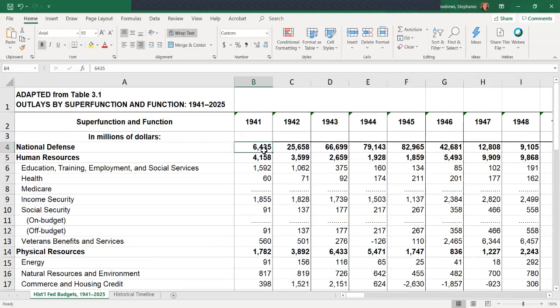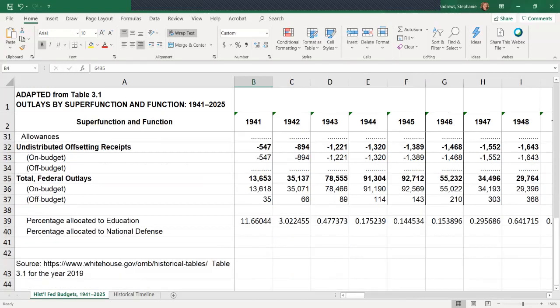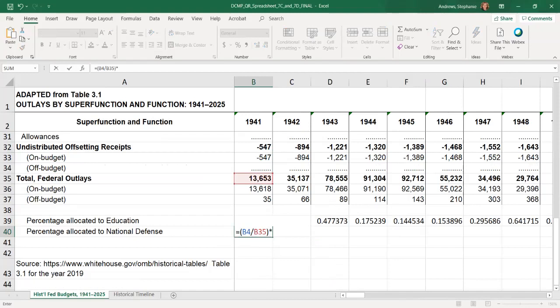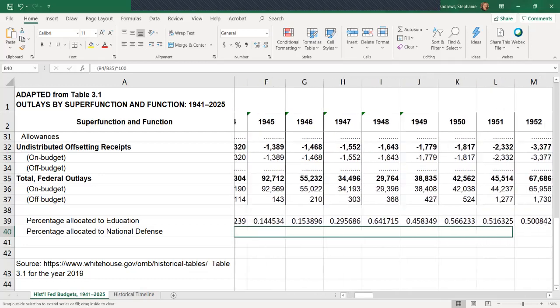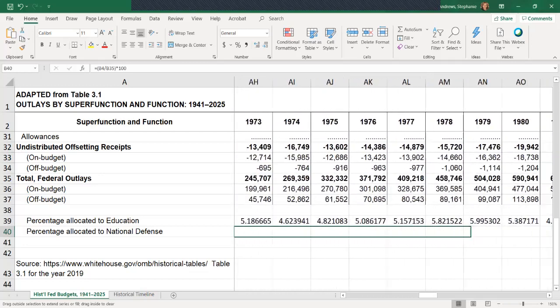But now, instead of taking the number for B6, I want to take the number that's sitting in cell B4. So I'm going to type equals, let us take what's going on in B4 and divide it by what is still going on in B35, because that's the total budget, and then multiply that by 100. When I do, I get 47%. Wow. Back in 1941, 47% of the budget was going for national defense, probably because of World War II.